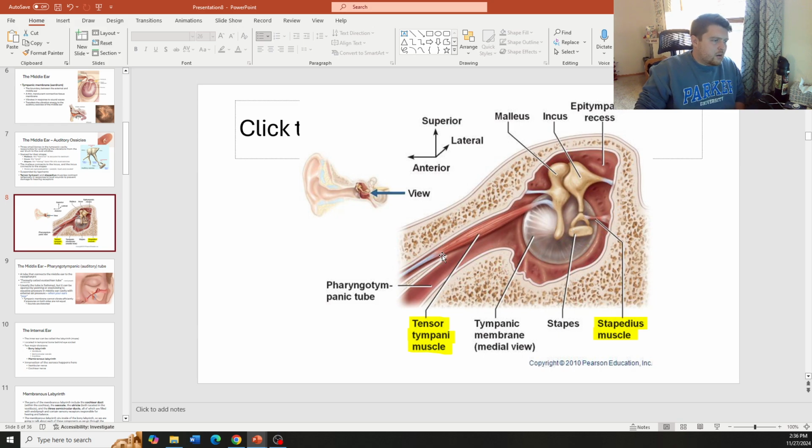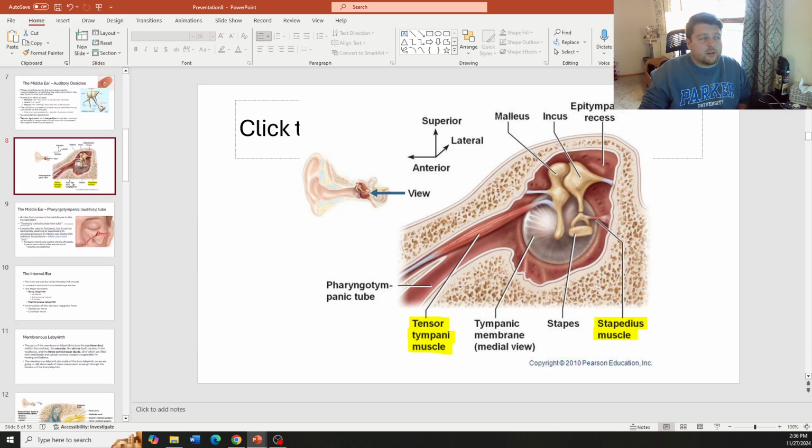So here is our tensor tympani muscle, and then our stapedius muscle. So if we get a sudden, really loud sound, not only does our body naturally have a reflex to cover our ears and turn away from the sound, these muscles contract to hold the bones and prevent aggressive vibration from going into our ear and getting processed by the brain.